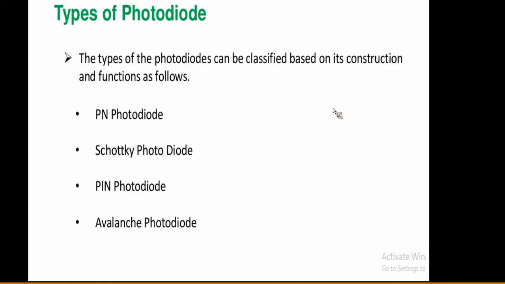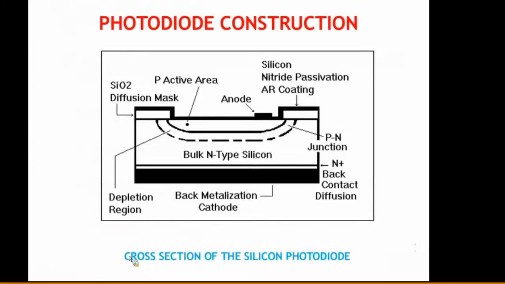Depending upon the construction, photodiodes can be classified into PN photodiode, Schottky photodiode, PIN photodiode, and avalanche photodiode. But these four photodiodes we are not at all discussing. Just if it is asked in a 2 marks question in the external examination, how many ways photodiodes are classified, they are classified into 4 ways. For that purpose only, I kept this slide here. The 4 types are: first one is PN photodiode, second one is Schottky photodiode, third one is PIN photodiode, fourth one is avalanche photodiode. Right, now this is the construction of our photodiode.